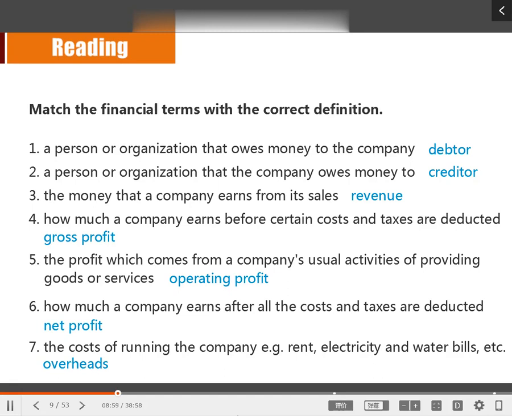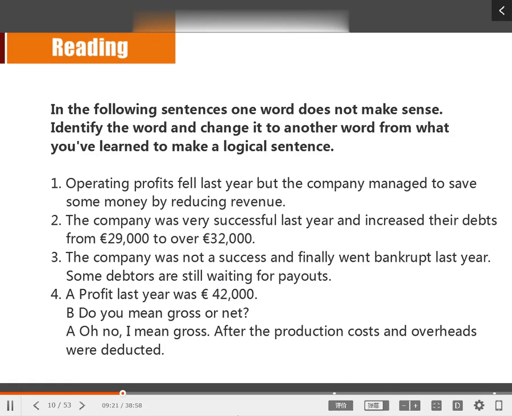And the last one, the costs of running the company, for example, rent, electricity, and water bills, etc. So this one is called, great, overheads, 日常开支. Okay. So to make sure that you have understood all the words correctly, let's do some exercises. In the following sentences, one word does not make sense. So you need to identify the word and change it to another word from what you have learned to make a logical sentence. Okay, let's do this.